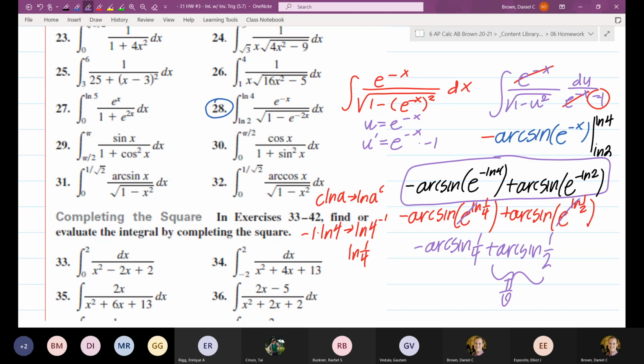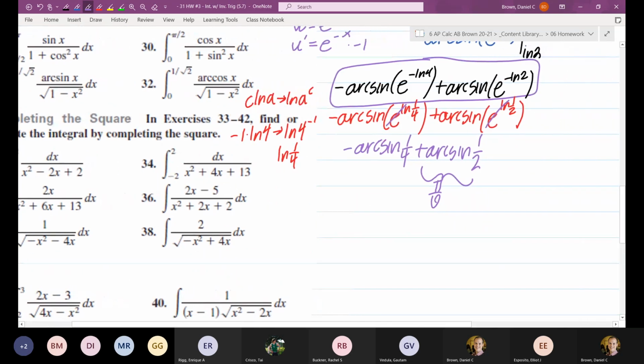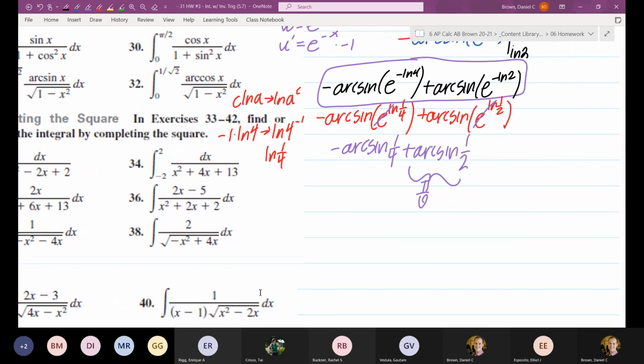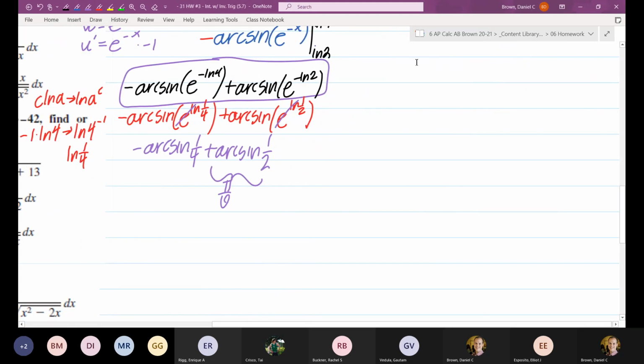Any other questions from homework 3 you want me to work out? Can you do number 32? 32? This is also a good one. And this one is definitely one, especially if you didn't have me last year, you wanted to see, because it does actually involve taking the derivative of inverse trig.